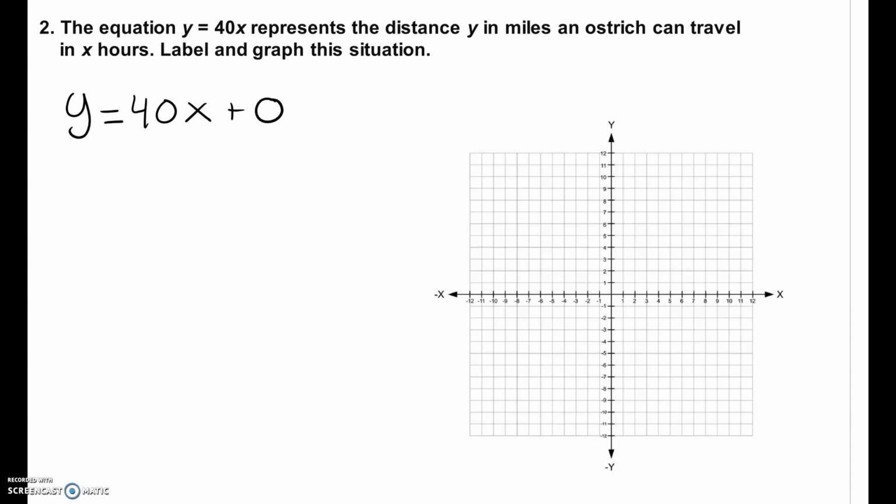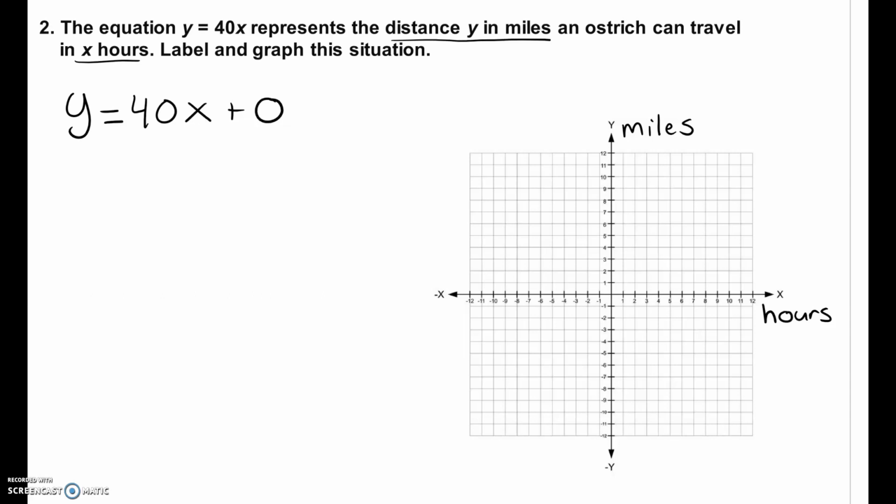So it says distance y in miles. So my y-axis is going to be miles. An ostrich can travel in x hours. X-axis is going to be hours. So if we go 40x, we're not going to be able to graph that because our graph only goes up to 12. So we're just going to have to change this.